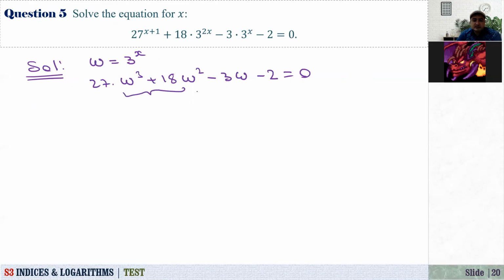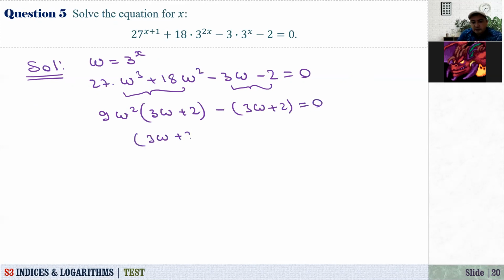Here, the common factor is 9w squared, and here the common factor is -1. So here we have 9w squared times (3w plus 2), minus (3w plus 2), that's equal to 0. So (3w plus 2) times (9w squared minus 1) is equal to 0.